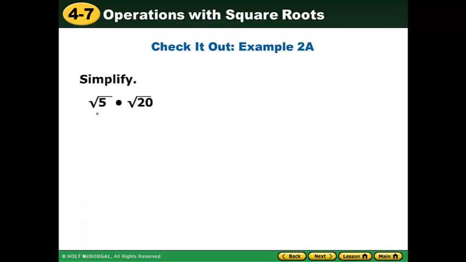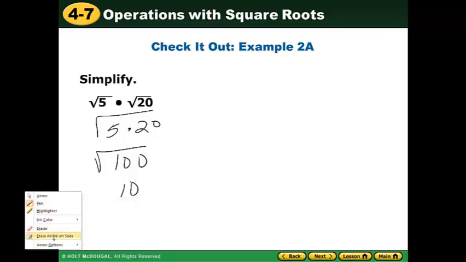Alright, so again here we want to put them under one big umbrella. So this will be square root of 5 times 20, which is square root of 100. And that will be 10. Very easy. Alright, let's go on to the next one.